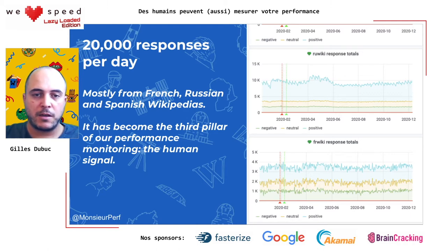It really has become the third essential way that we measure performance, beyond the hundreds of synthetic tests that we run continuously to check the performance of our websites, and the millions of RUM measurements we collect constantly from our visitors. We now also continuously collect the human opinion from this microsurvey. And it gives us a signal that is sometimes different than what we get from RUM or synthetic data.